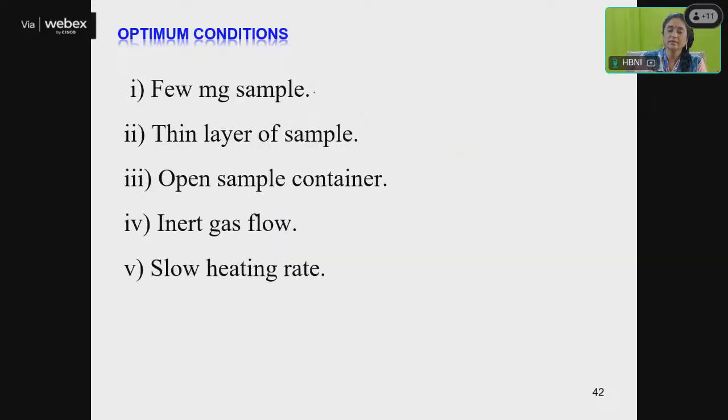So now, a few milligrams of sample. These are the optimum conditions. Only a few milligrams of sample, a thin layer of sample, an open sample container. Because whatever gases are evolving or moisture is going, you have to allow them to get lost. So there should be an open sample container. It cannot be closed, because then there will be no weight loss, because everything will be inside. Inert gas flow, slow heating rate.